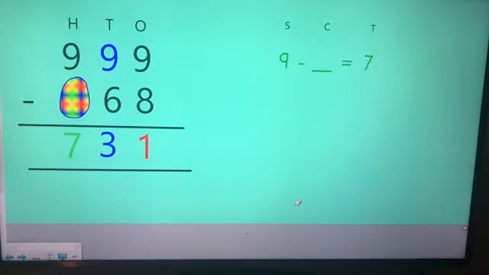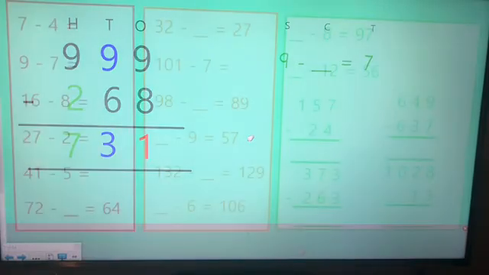So here we go, 9 goes in my head and I'm going to count backwards and remember to stop at 7. Ready? 8, 7, stop! I've got 2 fingers up. So my missing counting number is 2. So my subtraction problem should have read 999 take away 268 equals 731. Fantastic job, guys, if you managed to get all 3 of those missing numbers in that column subtraction problem.